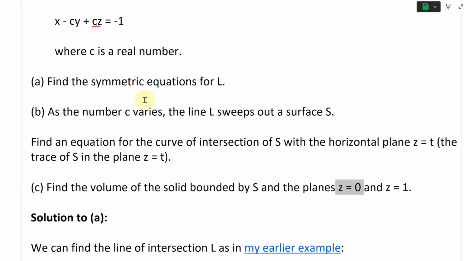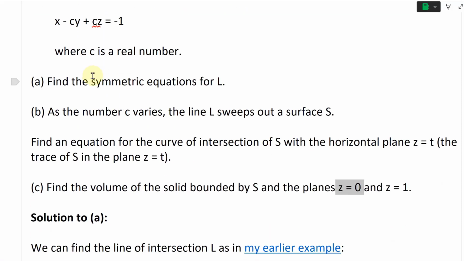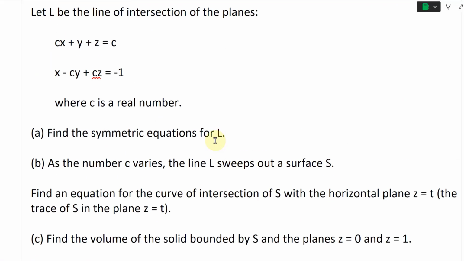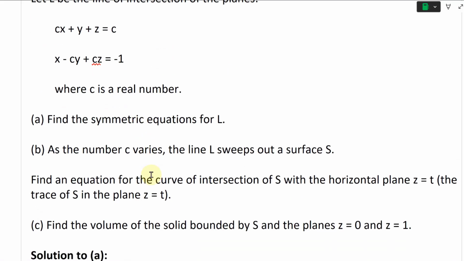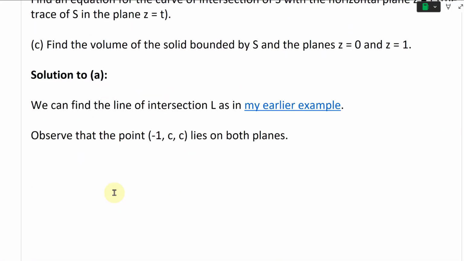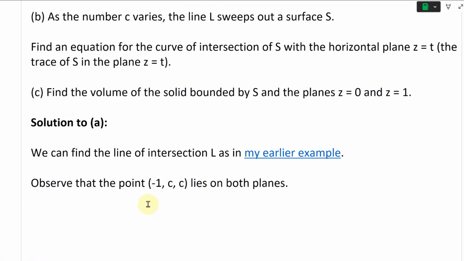In A, we're asked to find the symmetric equations for L, the line of intersection of these two planes. We could find the line of intersection L as in my earlier example, and here's a link to my earlier video on that. Basically, the first thing we'll do is observe that the point (-1, C, C) lies on both planes. When you have a point that's on the intersection, in other words on that intersecting line, then we can find the line.